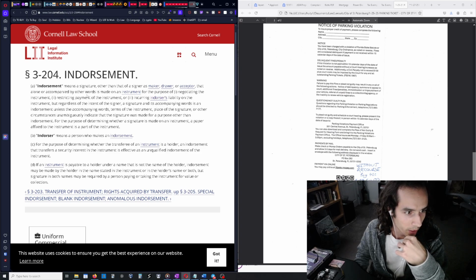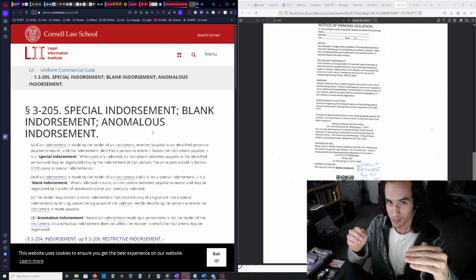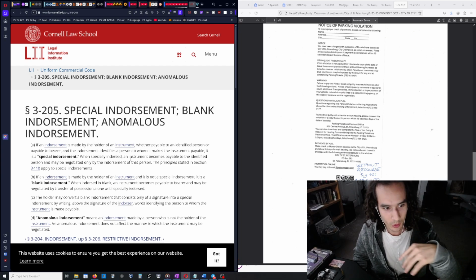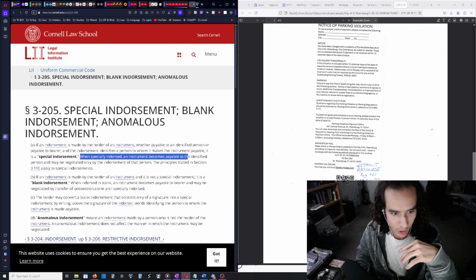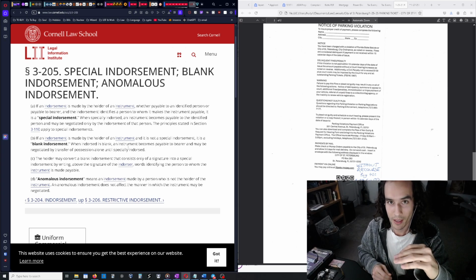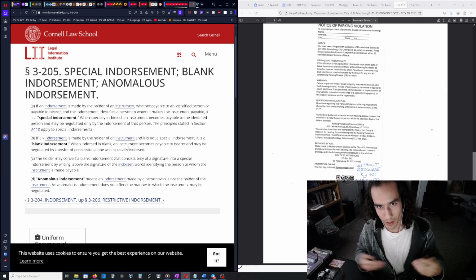It can be accompanied with words or other instructions, okay? For example, if you want it to be released to a specific person, you can do that. That's literally what a special endorsement is. When specially endorsed, the instrument becomes payable to an identified person. Instead of just signing it, that would be a blank endorsement, when you just sign it and you don't state who's the payee. That means anybody that grabs it has a right to it.